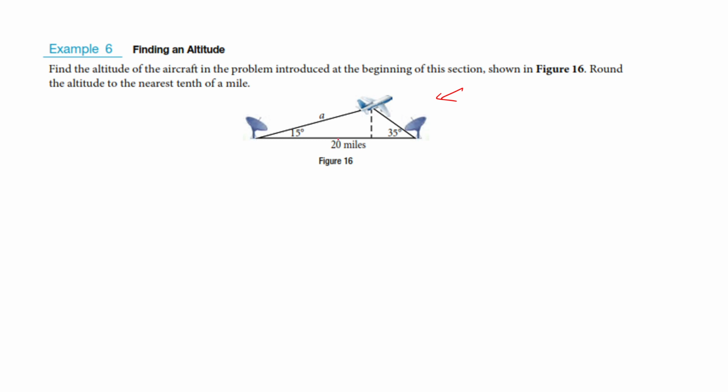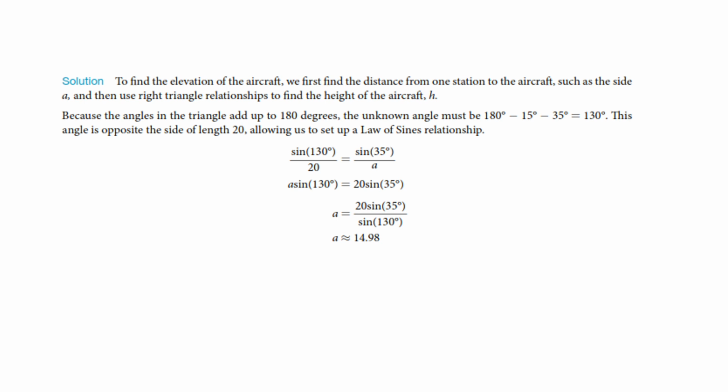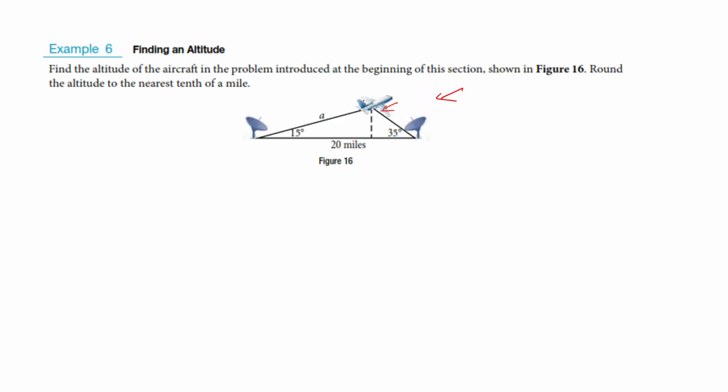So the first thing I'm going to do, I could do it either side, but I have two of the angles. So let's find this third angle. I think that's how they're going to do it. Yeah, that third angle would have to be 130. So let's go back. I've got 15, I've got 35. That leaves this third angle to be 130.